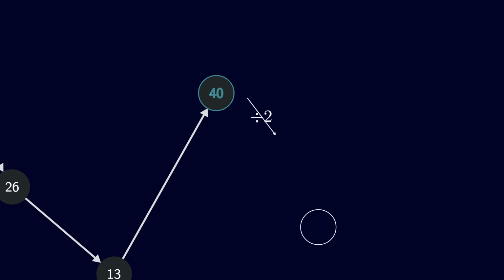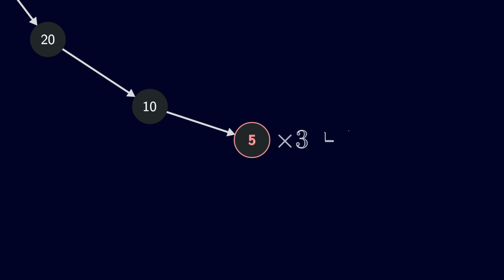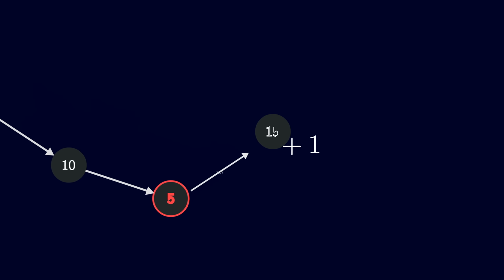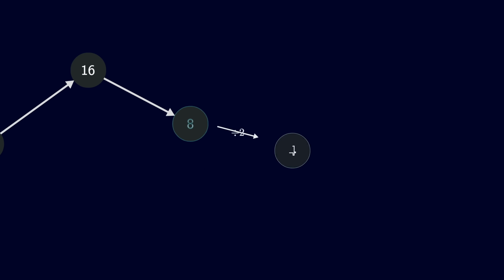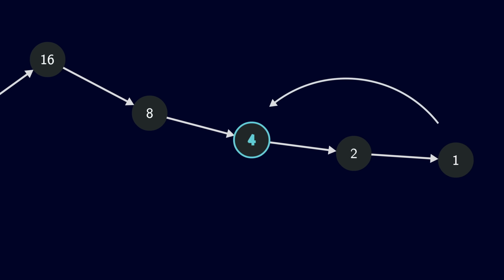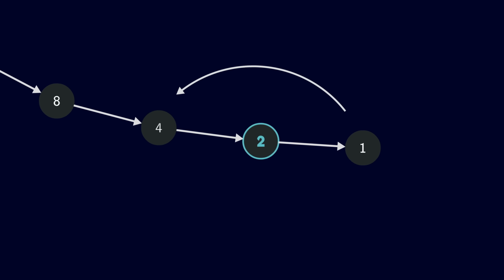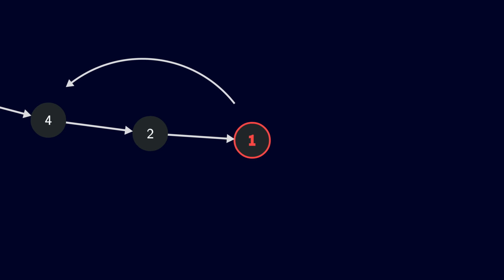So we divide by 2, 20. Divide by 2, 10. Divide by 2, 5. Odd. Multiply by 3, 15. Add 1, 16. Divide by 2, that's 8. And then 4, 2, and 1. Now, 1 is odd, so we multiply by 3 and add 1, which equals 4. But 4 goes to 2 goes to 1, so we're in a loop, and the lowest number is 1.